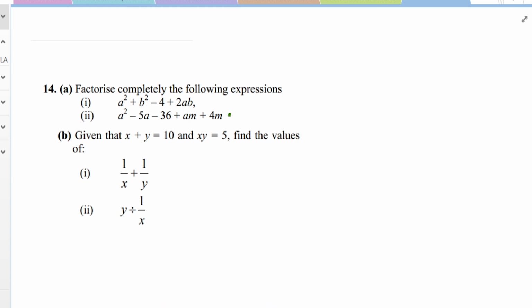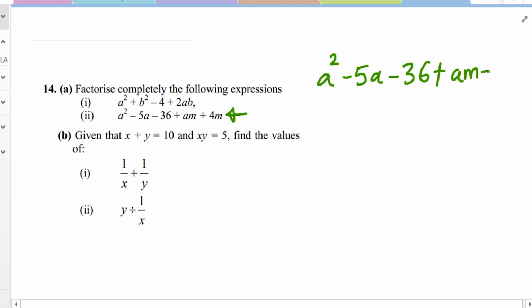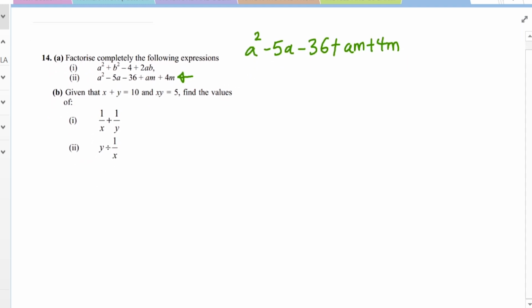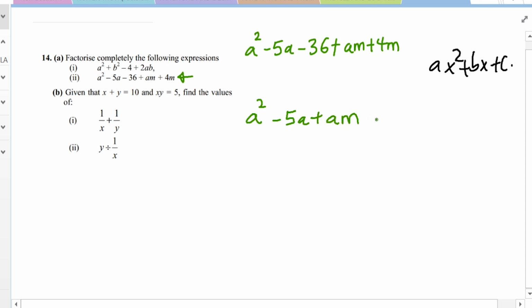So I'm going to use another approach to factorize this number. Again, we are still factorizing a squared minus 5a minus 36 plus am plus 4m. To use this approach, I'm going to rearrange this so that it's in the form of ax squared plus bx plus c. So let's go. This is going to become a squared minus 5a plus am plus 4m minus 36.